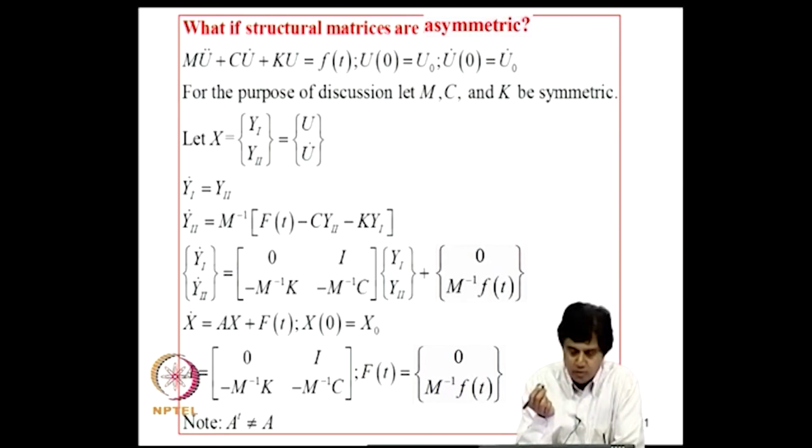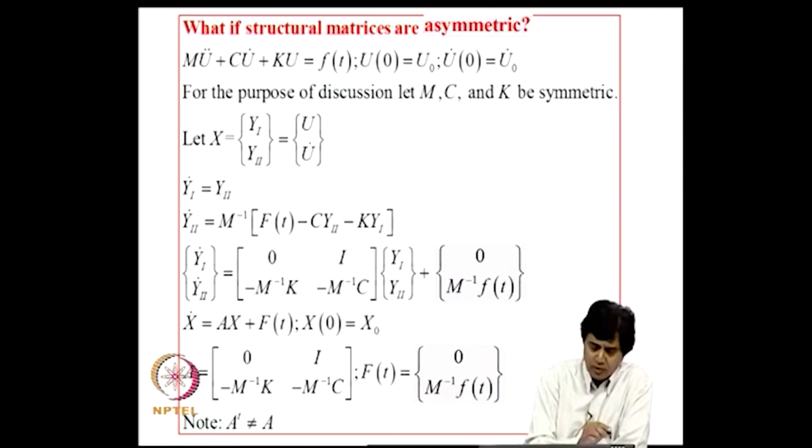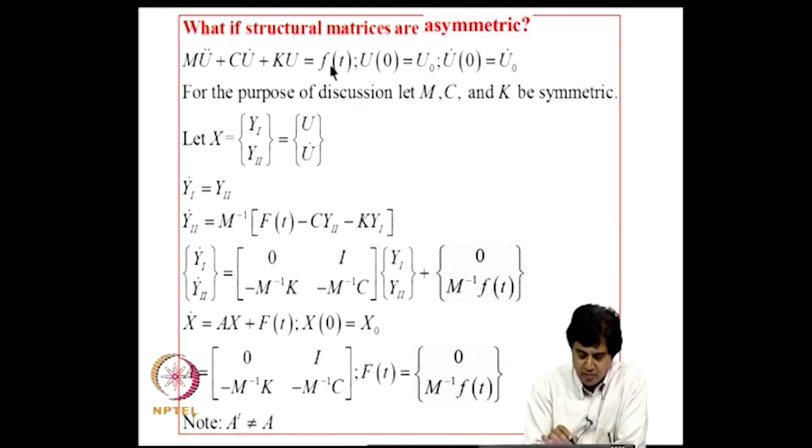Now I will not get into the genesis of asymmetry in structural matrices, but I will outline what one could do to uncouple equations of motion if one encounters asymmetric matrices. So to illustrate this, I will start with the traditional equation of motion, M u double dot plus C u dot plus K u equal to f of t, and for the purpose of illustration we will assume that all these structural matrices M, C, K are symmetric, okay, they are not asymmetric.